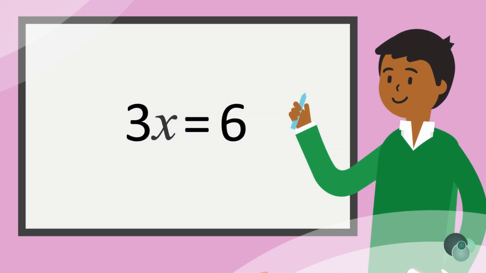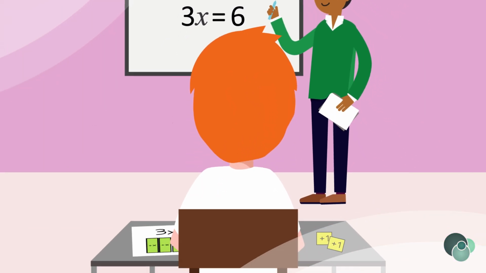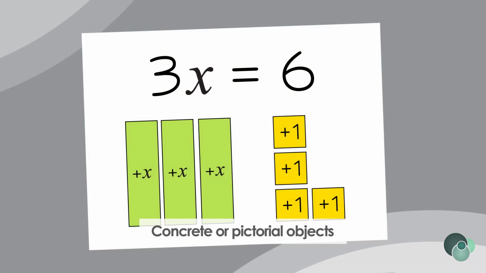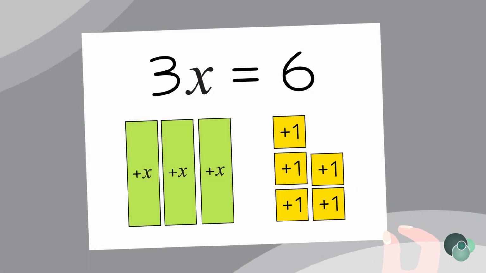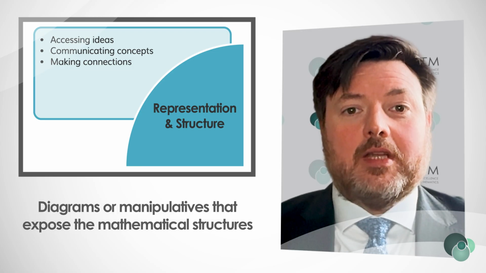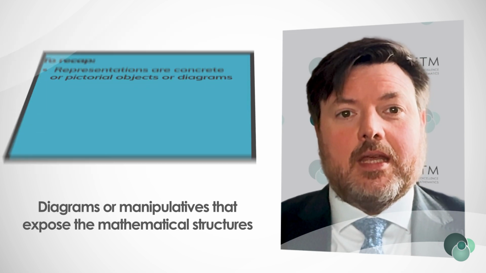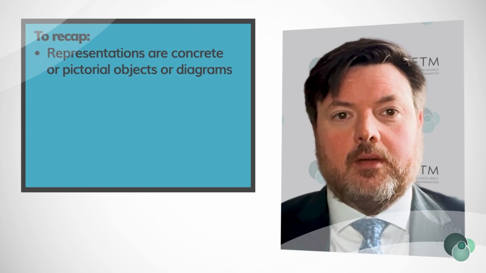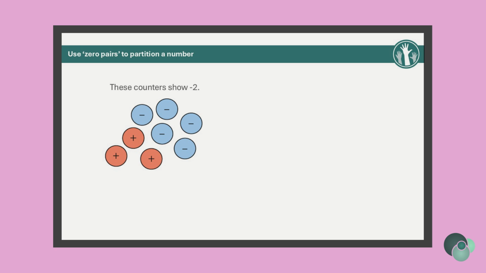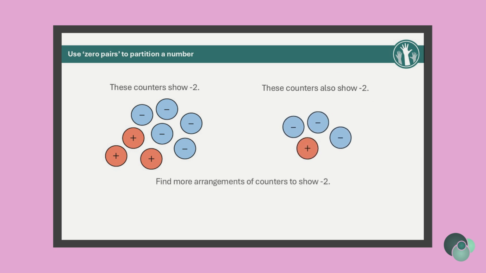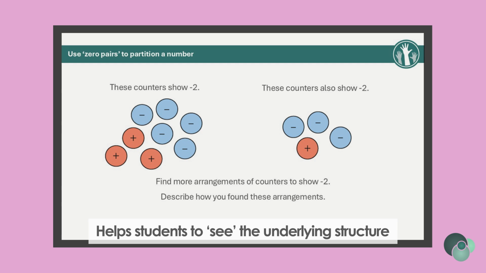When we talk about representation and structure here, we tend to be talking about concrete or pictorial objects that in some way stand for the mathematics and help us to understand the structure of the mathematics behind them. We might be talking about diagrams or manipulatives that expose the mathematical structures that we are studying. For example, using double-sided counters to expose the structure of negative number arithmetic, with zero pairs giving a really useful and clear representation of additive inverses that helps students to see the underlying structure.